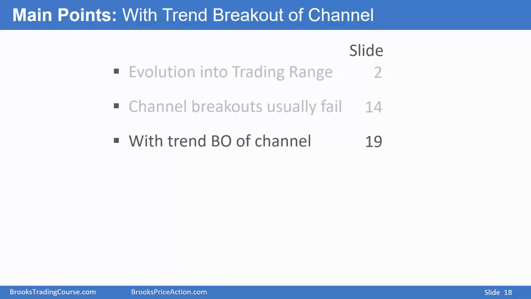I said that 75% of breakouts of channels reverse, but sometimes they succeed. If you have a bull channel, sometimes you get a successful bull breakout. If you have a bear channel, sometimes you get a successful bear breakout. And then the market cycle starts over again. Breakout, new channel, and then trading range.